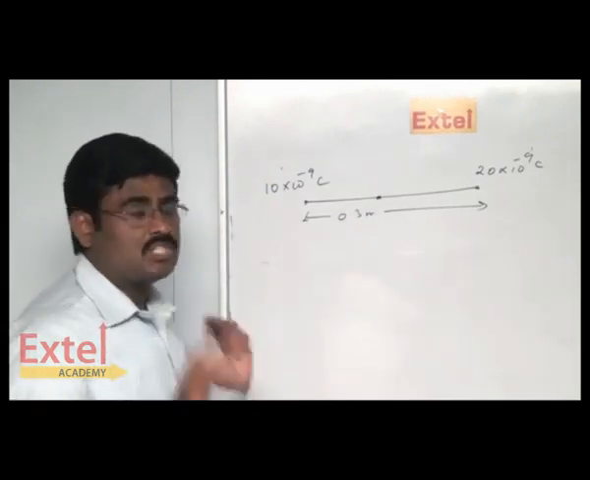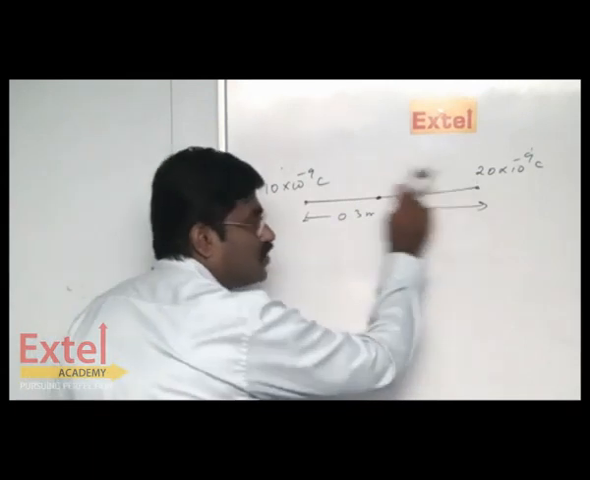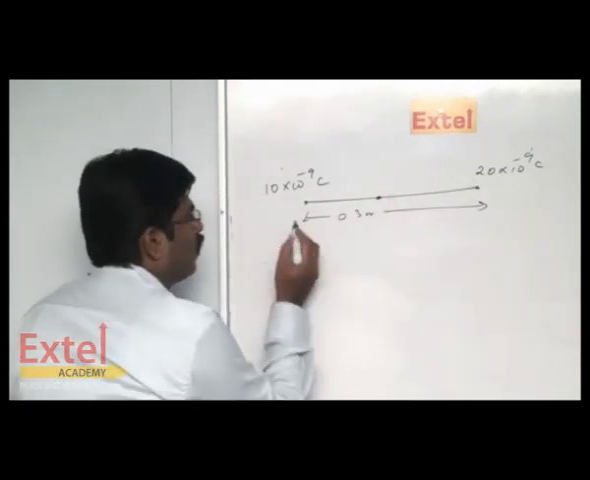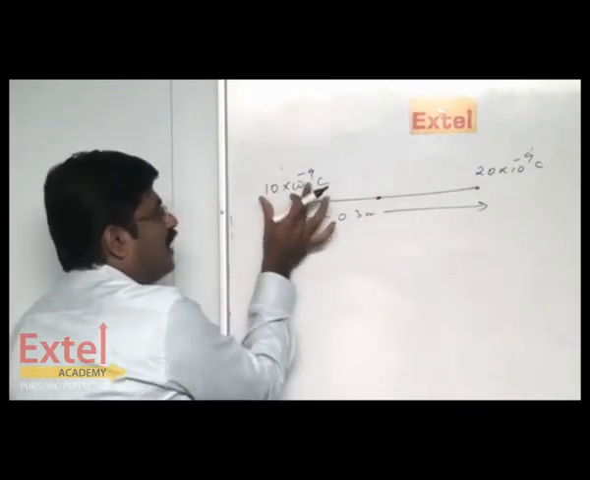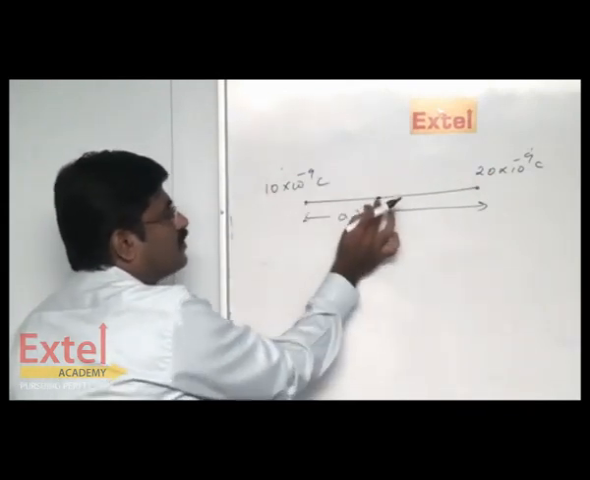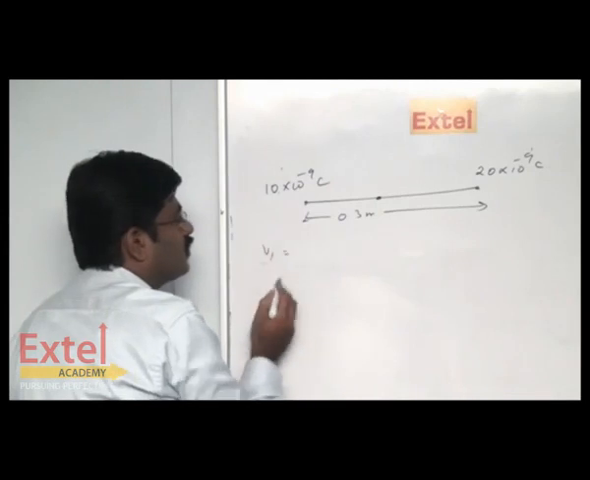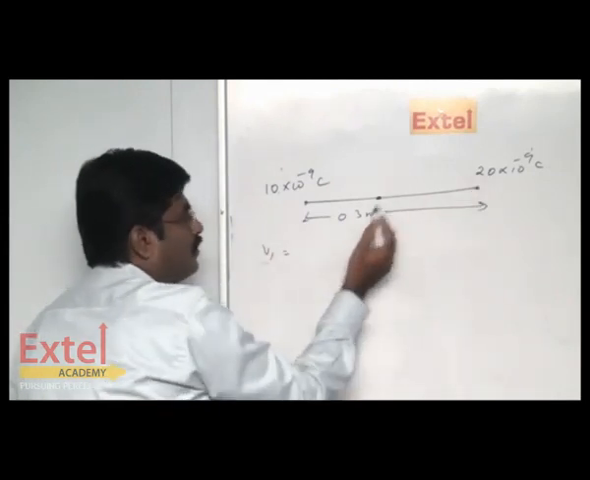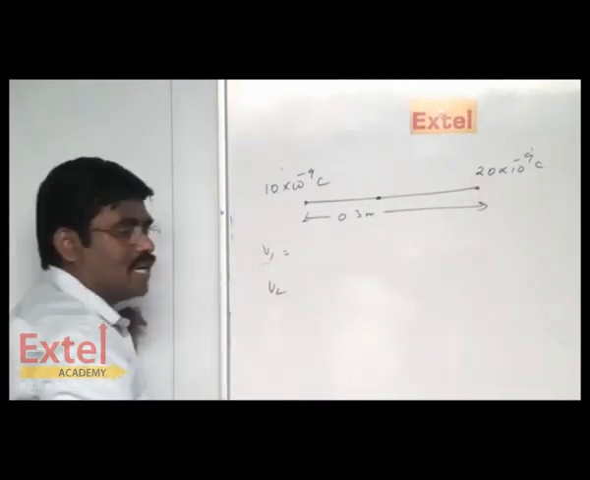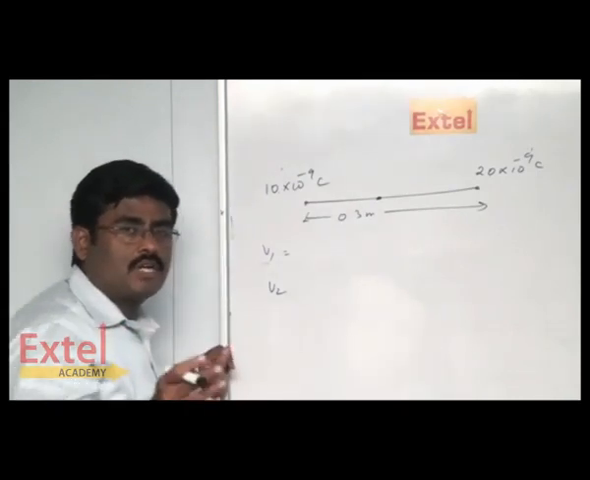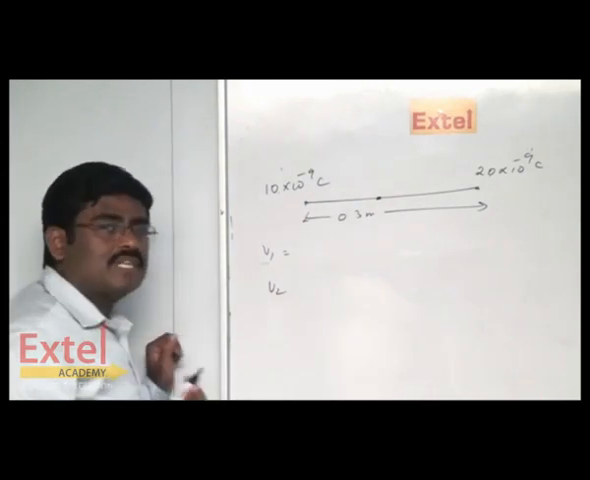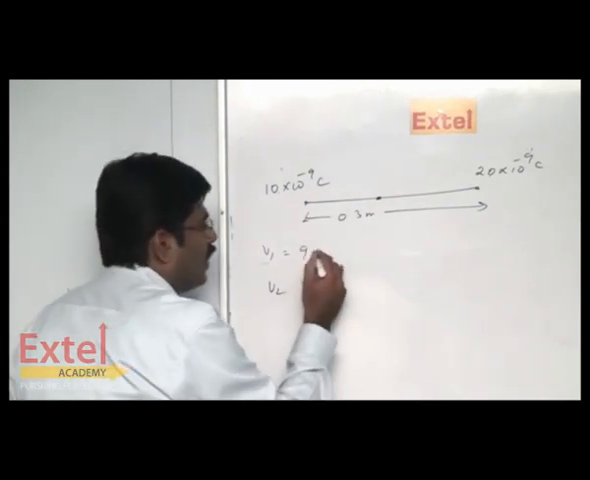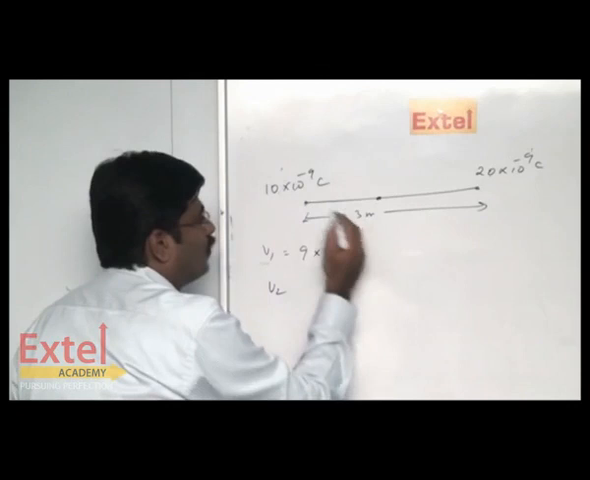First we calculate the potential. Both of them are positive charges, so each will offer some potential here. The potential offered by this positive charge can be called V1, and the potential offered by this one can be called V2. What is the potential expression? 1 by 4 pi epsilon naught, Q by R. 1 by 4 pi epsilon naught can be written as 9 into 10 to the power 9. So, 9 into 10 to the power 9 into Q by R.